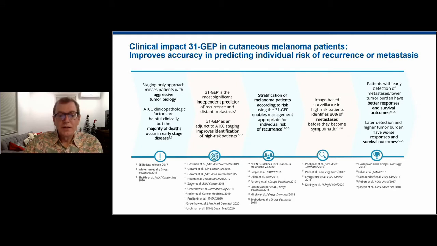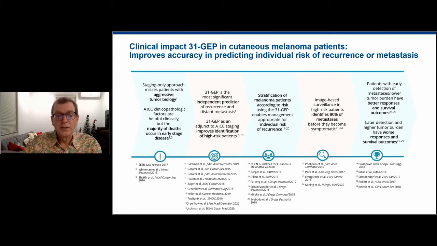So in summary, if we're talking about melanoma recurrence risk, what we talked about was that there are certainly thin tumors that go on to cause disease in terms of distant metastases and death, and that staging alone will miss certain tumors that go on to have aggressive biology. Gene expression profiling using DecisionDx-Melanoma can be used as an addition to standard AJCC staging to better identify which patients are going to be at risk for distant metastases or recurrence.